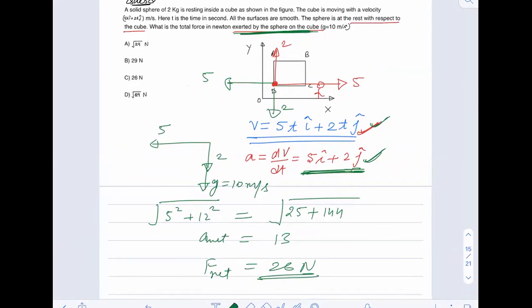Anybody is having doubt in this question? Is anyone having doubt in this question?